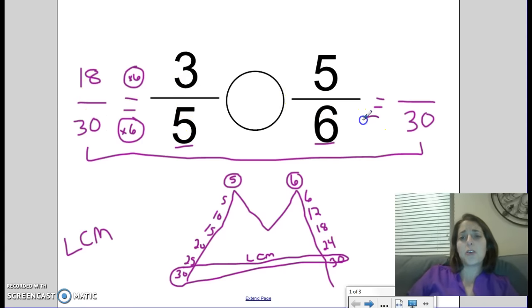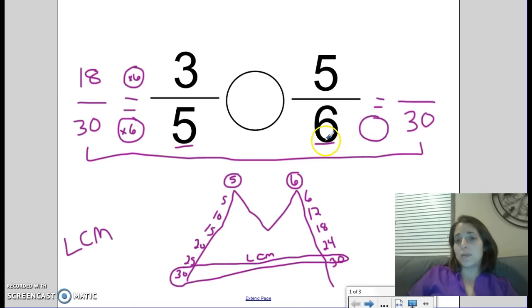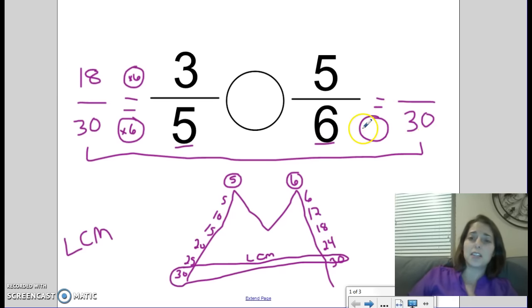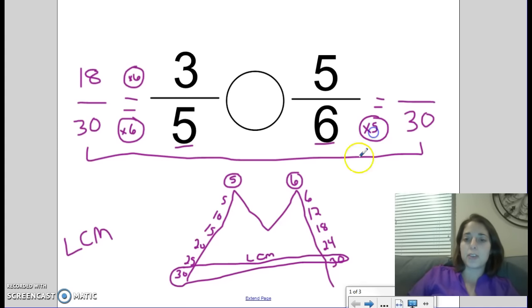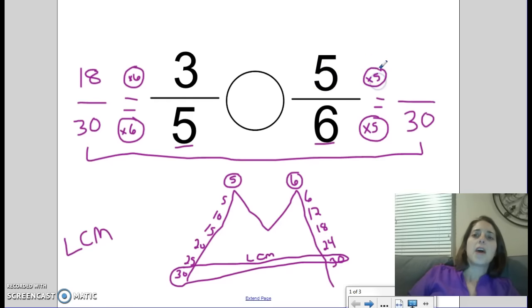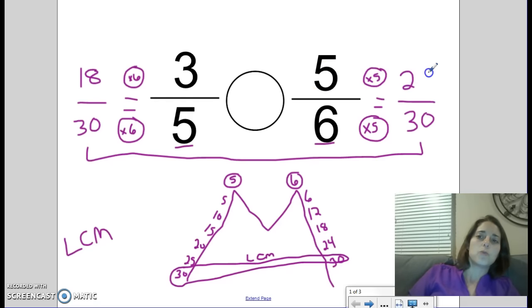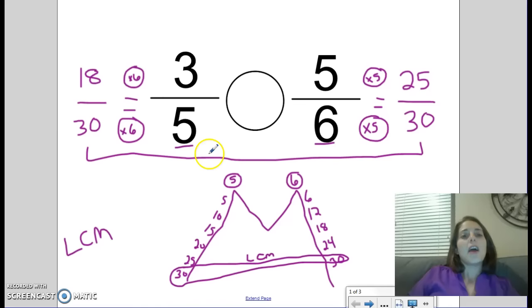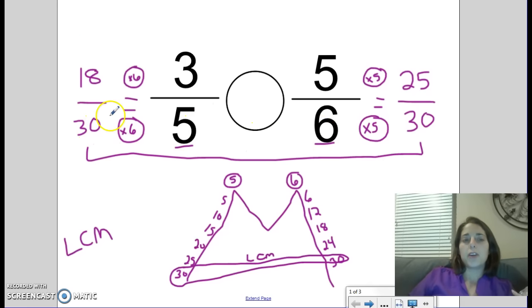I'm going to do the same thing over here. My multiplier is going to be different because this time I'm going from 6ths to 30ths. And I know 6 times 5 is 30, or I can count over here, 1, 2, 3, 4, 5. Whatever I do to my denominator, I'm going to do the same thing to my numerator. 5 times 5 is 25. So now I have turned these ugly, dreaded red fractions into beautiful green light fractions.